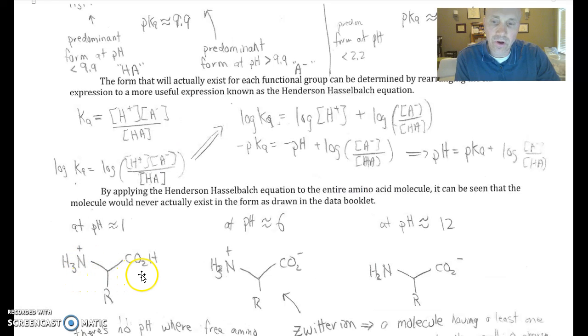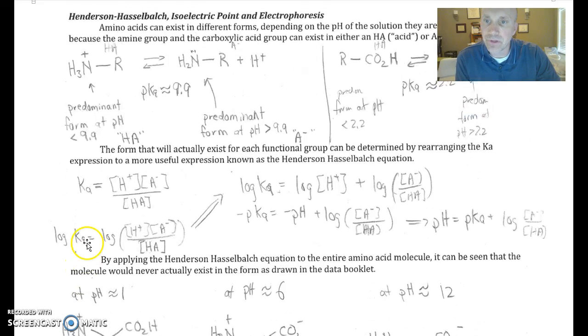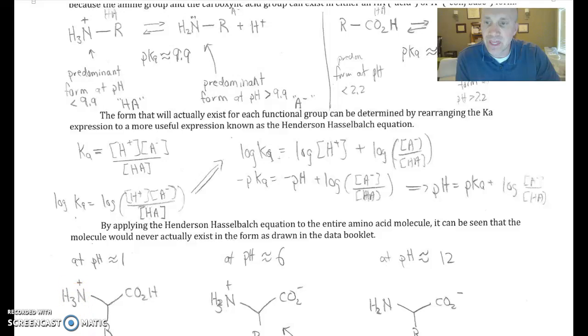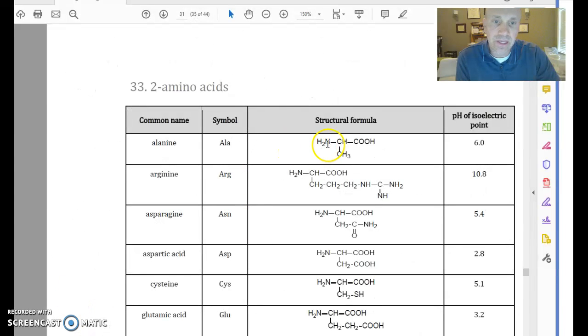Recall that all amino acids have both an amine, an NH2, and a carboxylic acid group. The first thing we want to do is figure out, for that amine, the NH2 part, would it exist like this, or would it exist with a hydrogen attached to it, that NH3 with the plus?